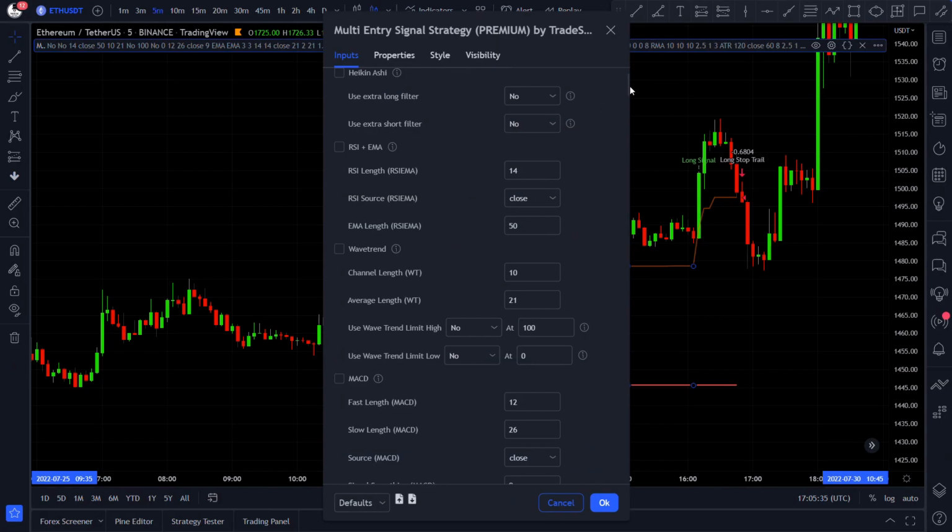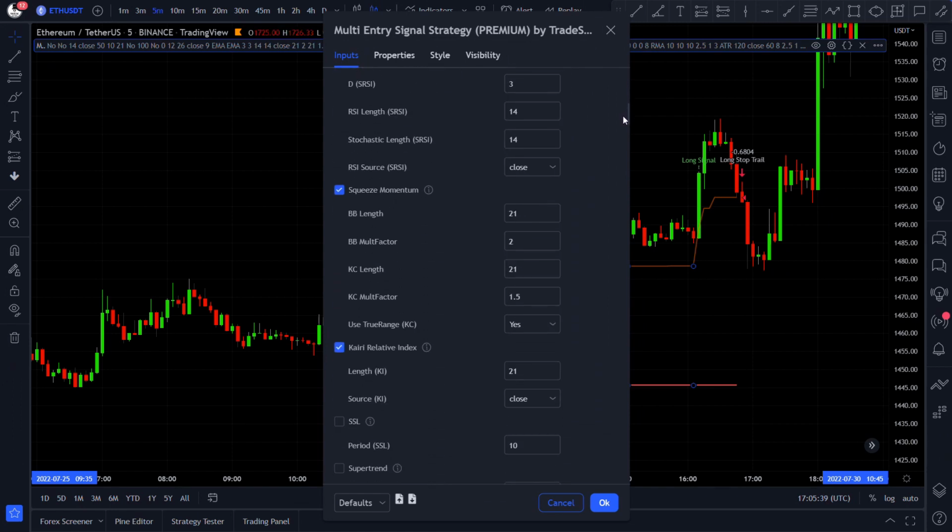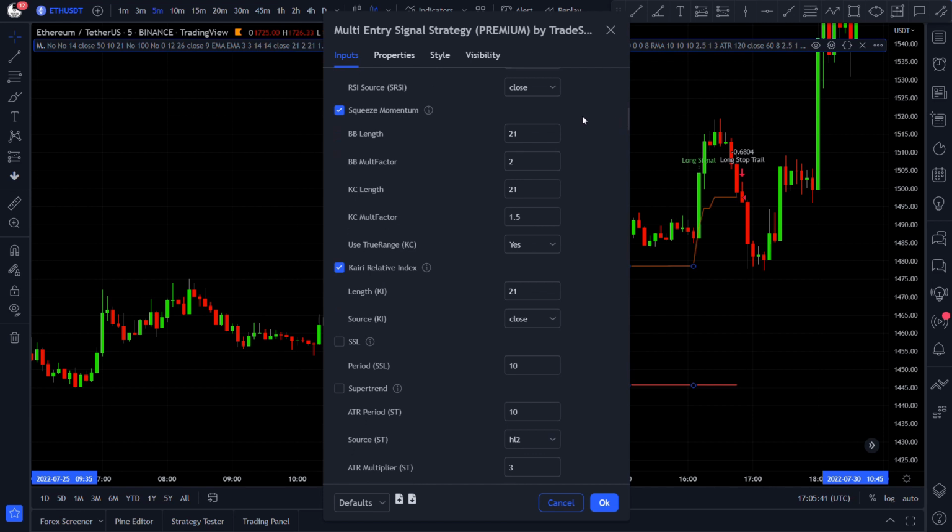In this script you can use multiple entry signals simultaneously, so the strategy will only enter into a position if all the selected signals print the same signal. As you can see, in this case I chose two entry signals, the Chi-relative index and the squeeze momentum indicator, as these are among the most accurate entry signal indicators I found so far. To make them work together more smoothly, I set both of the indicators' length to 21.